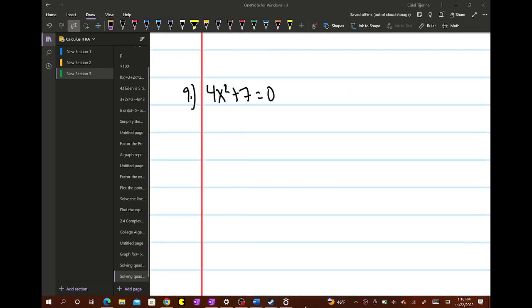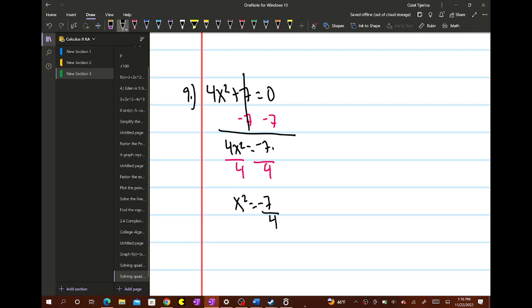So then we have 4x squared plus 7 equals 0, right? So we're going to subtract 7 on both sides. And so this cancels out. We get 4x squared equals negative 7. And then divide both sides by 4. And we get x squared equals negative 7 over 4.